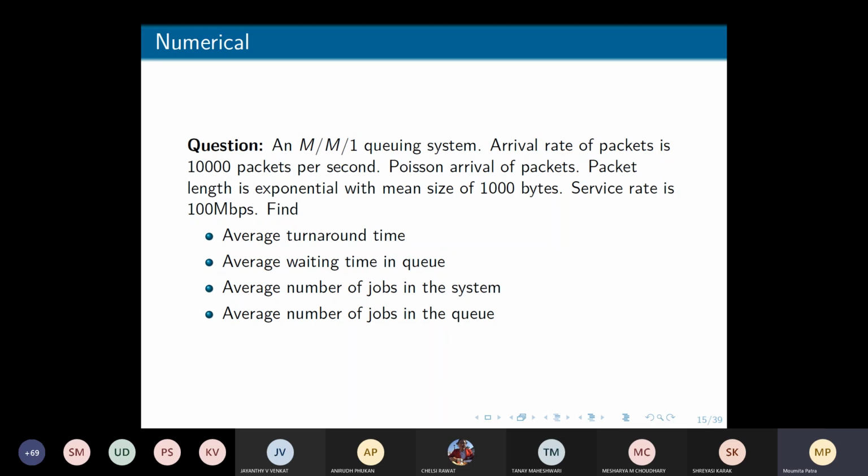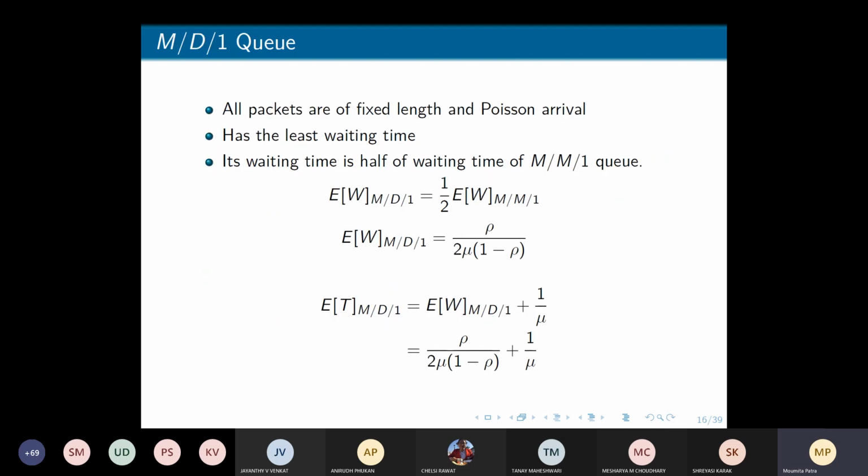So what if I use that kind of a system and I give the same service rate? Then it becomes easier, no? Always the service time will be the same. Okay. So how do I analyze those kind of systems? For those systems where packets are of fixed length, but the arrival is still following Poisson distribution.